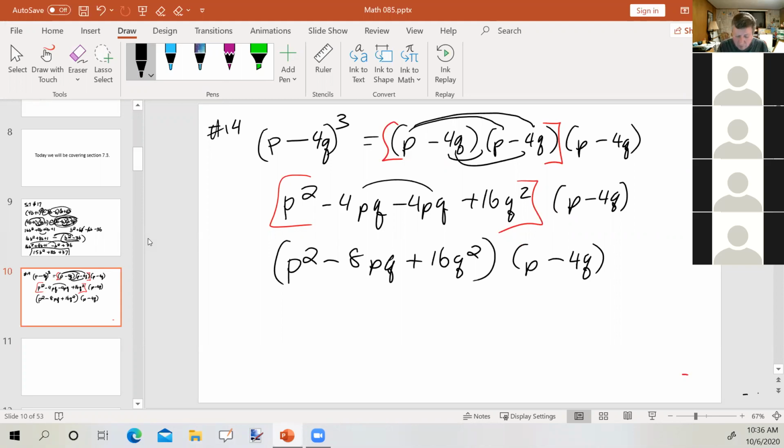All right, so continuing, now we're going to take the trinomial times the binomial. p squared times p is p cubed. p squared times minus 4q is minus 4p squared q. And notice I write the p's in front of the q's. Again, if you keep things in alphabetical order, it's easier to identify like terms.